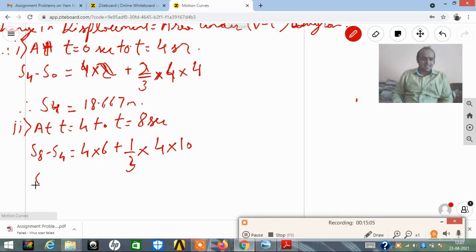Next, S8 is equal to, let us write down the values, 24 plus 1 divided by 3 into 4 into 10, plus 24 plus S4, that is 18.667. So it will be 56 meters. S8 is 56 meters exactly, because we have added S4 as well. We didn't take any value of S0 as it was 0.